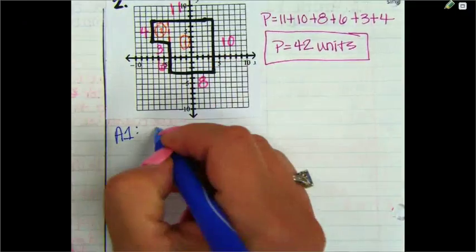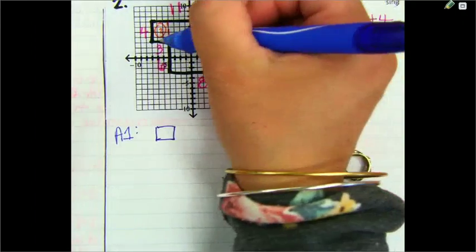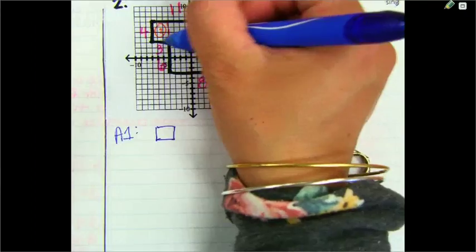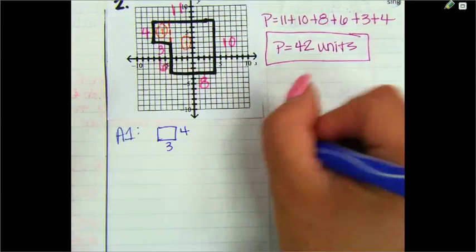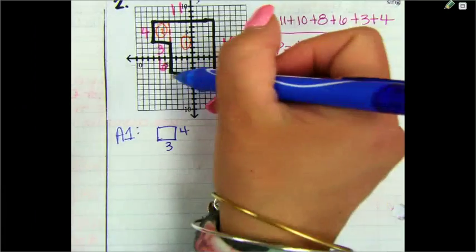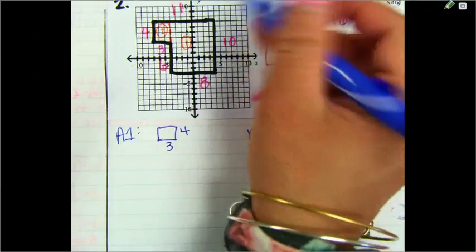So area of 1. For some of you, it's nice to make the little pictures. Why? Because then you can put what your dimensions are. How much is this piece right here? 3. And how much is this? 4. So that's a 3 by 4. The area of the second one is this piece, which is by? Good.